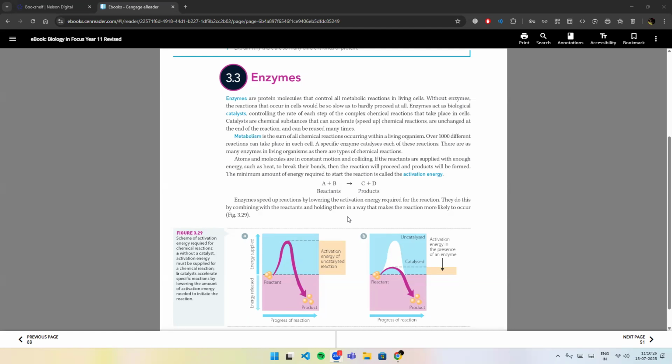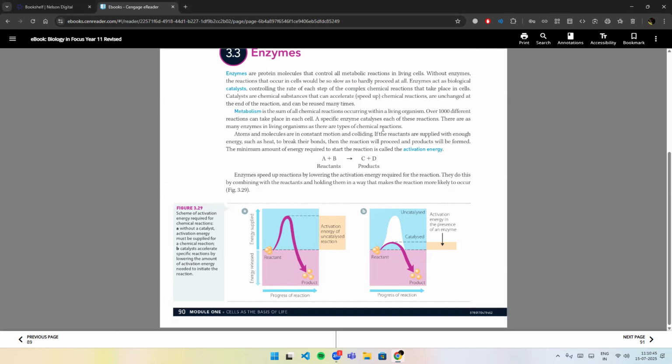Today we are going to resume our reading from the topic enzymes, and the main topic was cell functions. So let's get started. Enzymes are protein molecules that control all metabolic reactions in living cells. Without enzymes, the reactions that occur in cells would be so slow as to hardly proceed at all.